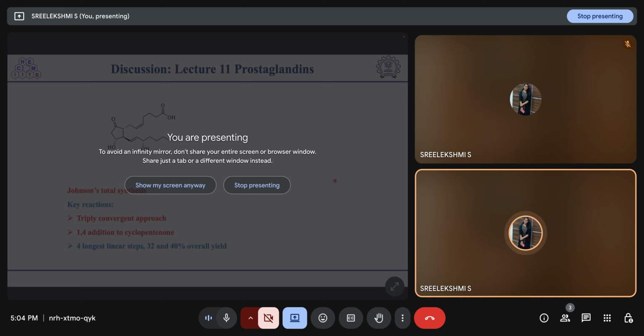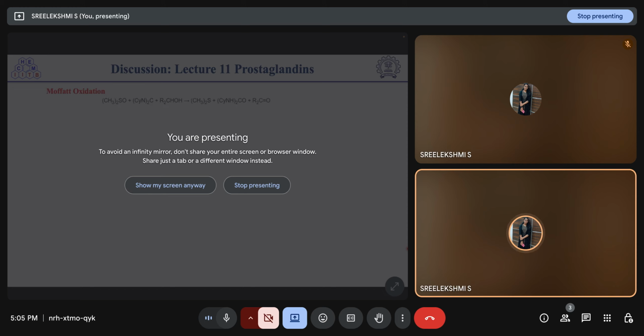And in the next session on prostaglandins, we have seen Johnson's total synthesis, where we have seen a triply convergent approach. The key reaction was a 1,4-addition to cyclopentenone followed by quenching the enolate with an electrophile. And here also the starting material was cyclopentadiene, and the other key reaction which was utilized was this Moffatt oxidation, and this total synthesis was completed in almost four longest linear steps with 32 percent and 40 percent overall.